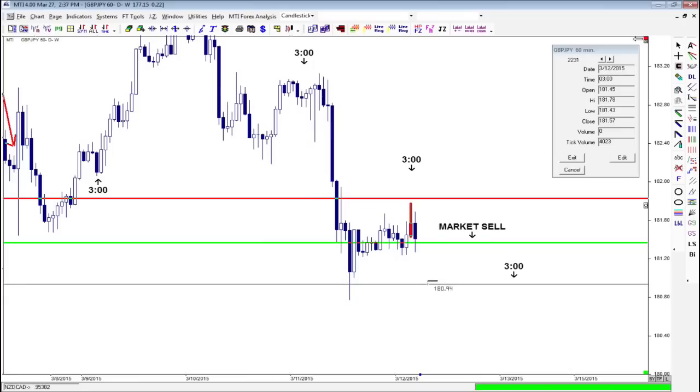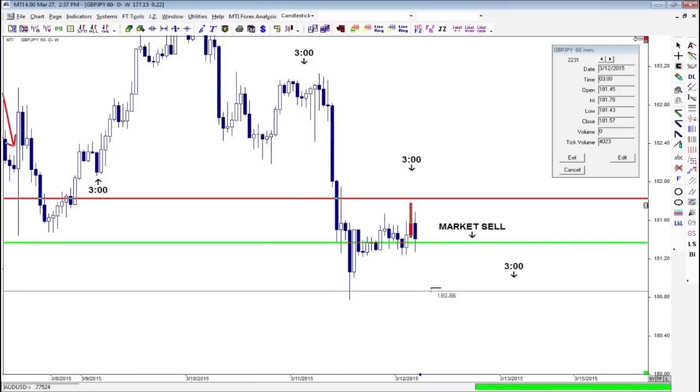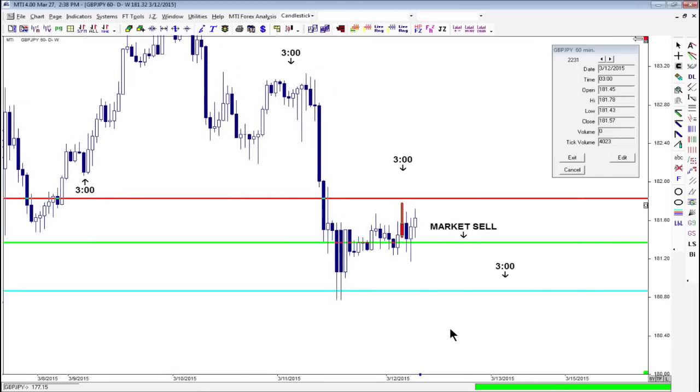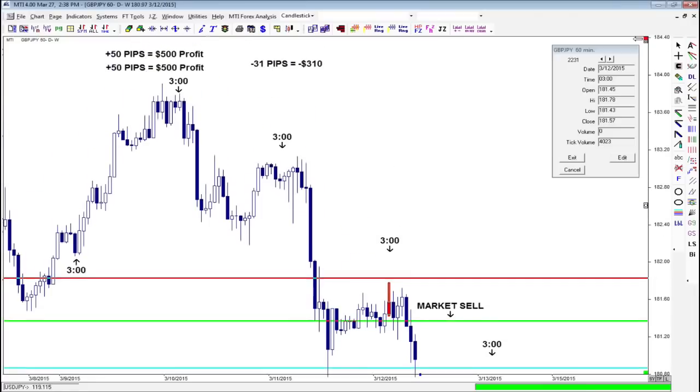Let's see, 180.87. Right there. So there's our 50 pip target. Let's bring this forward here. 1, 2, 3, 4, 5. 5 hours later, we just captured another 50 pips. Not too bad for the week so far.